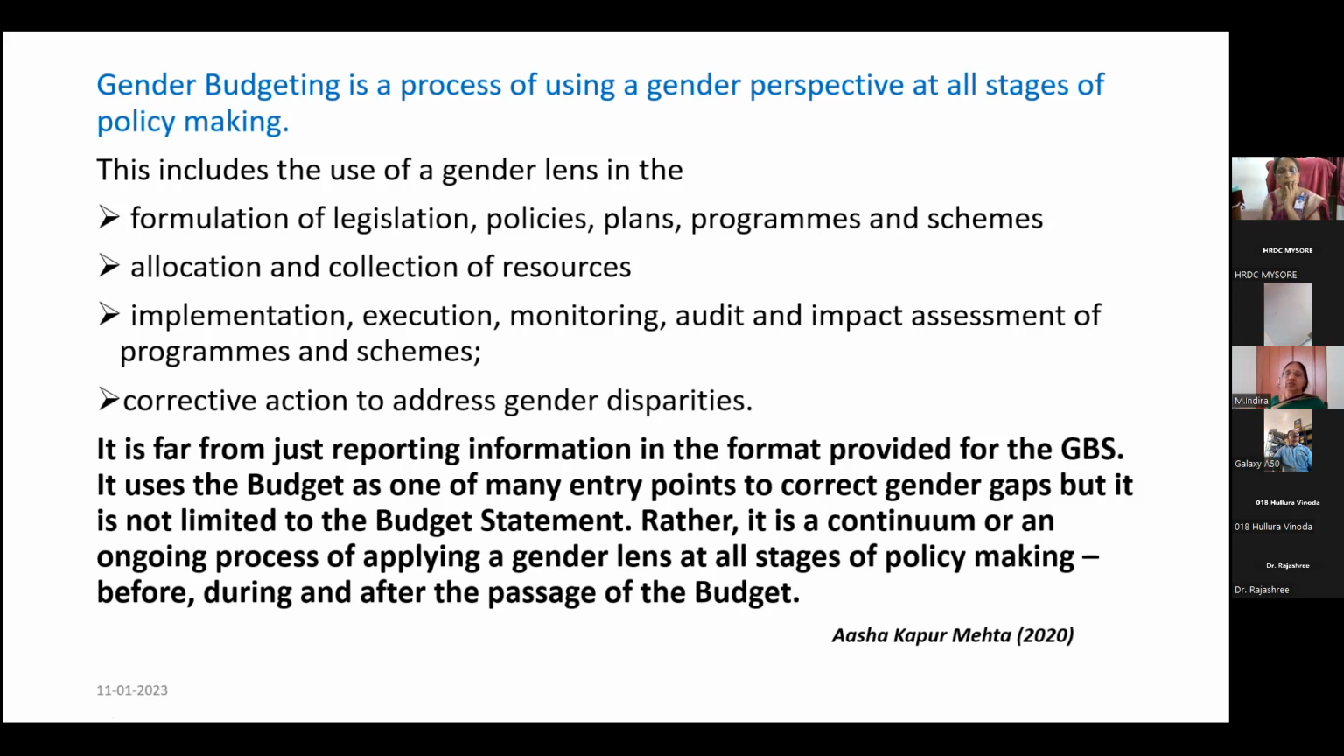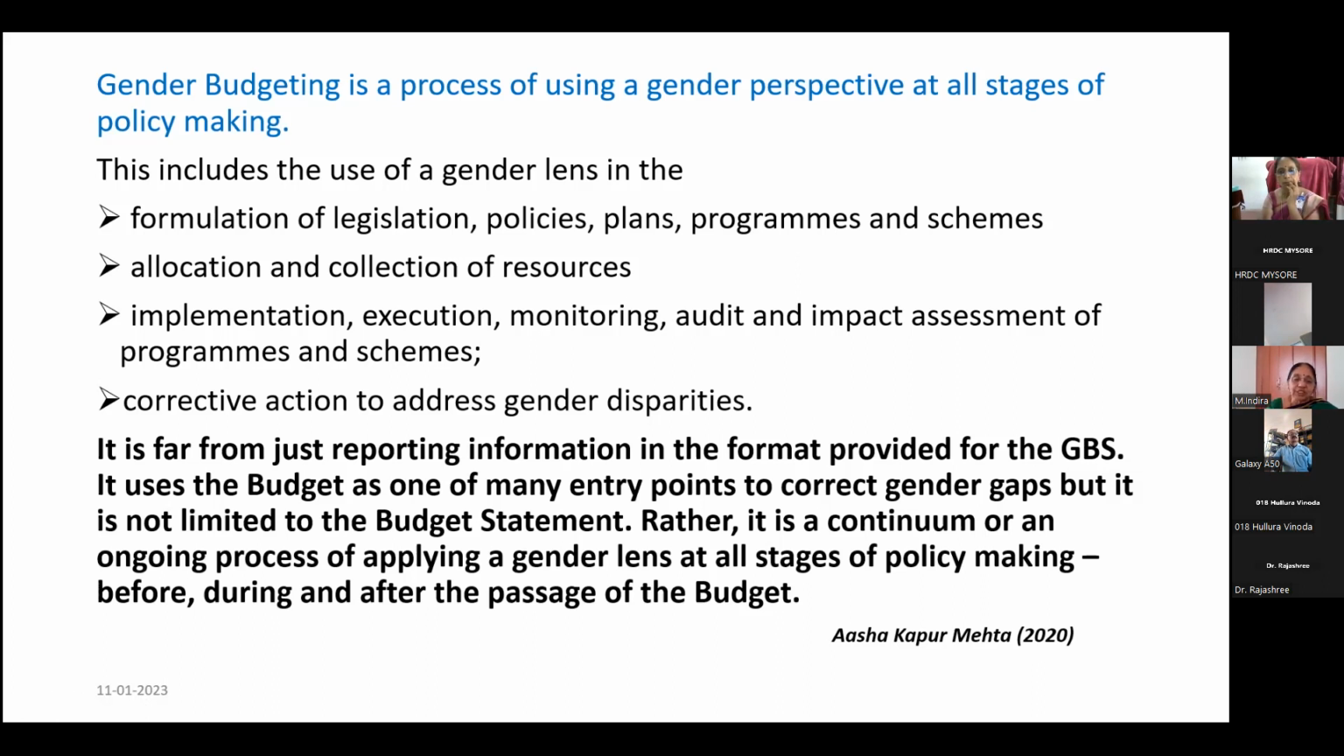So when we are making allocations, they should be looked at with a gender lens. When you look with a gender lens, you understand whether the allocations are meeting the needs of women or not, meeting the needs of men or not. If they are not meeting the needs of men or women, you make some mid-course correction, and again allocations will take place. That is what we do in gender budgeting: corrective action to address gender disparities. It is far from just reporting. Yes, gender budgeting is not only information in the format provided in the gender budget statement.